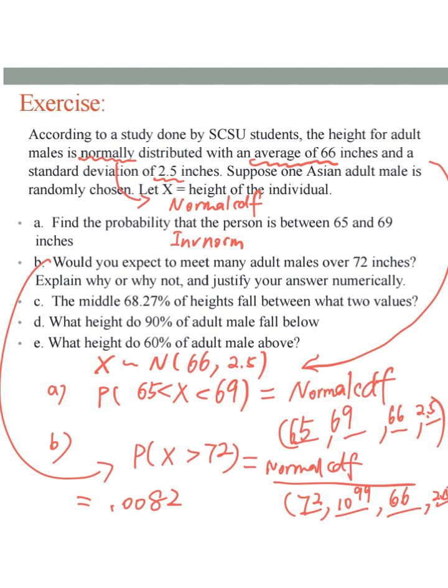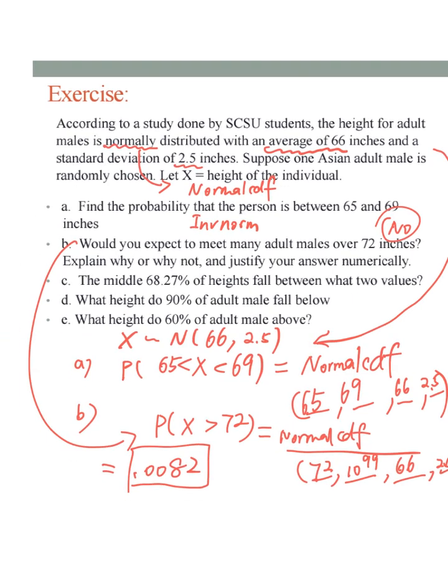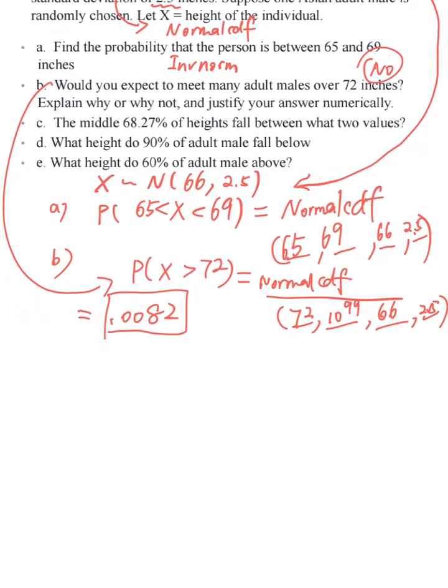So that's why for this one, our answer will be no. We don't expect to meet many. And why? Justify your answer numerically, so you can just report this probability number. That makes sense? So this is part B.